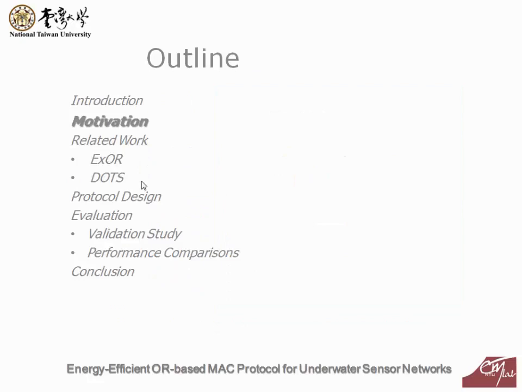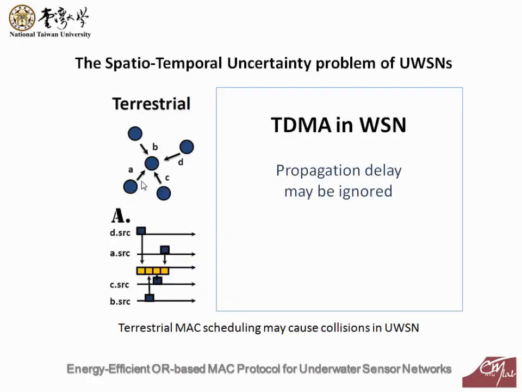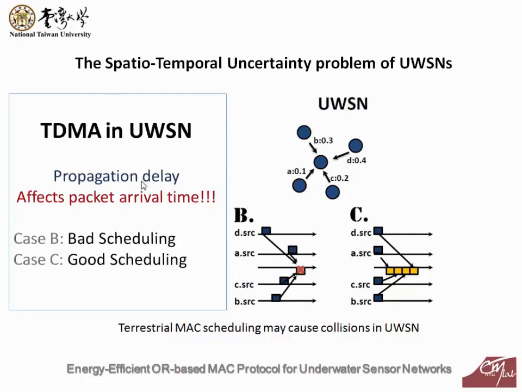Okay, the motivation of this paper. We can see here what happens with time division multiple access in wireless sensor networks. If we have 4 nodes and they want to transmit at the same time, we just have to schedule them, and we forget about the propagation delay because it's so small in sensor networks. But in underwater sensor networks, we have a problem because we have to take into account the distance. For example, here we have some nodes at different distances.